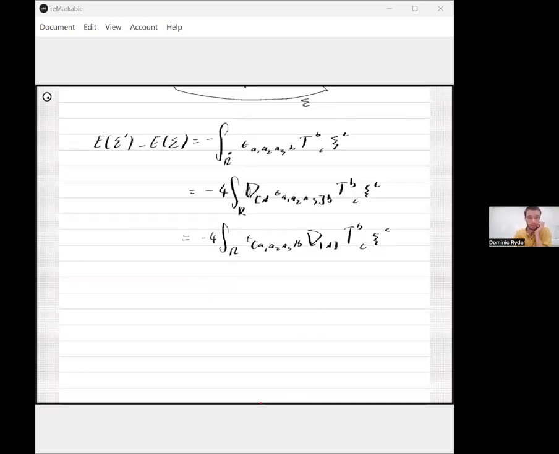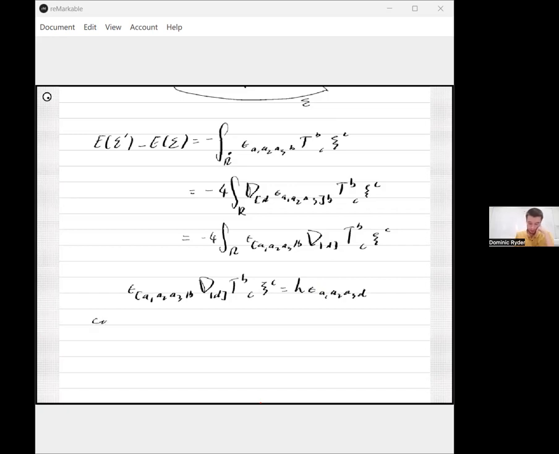So then we know that this is an n-form now, where n is 4. And so we know that it must be proportional to our volume form. So we can write epsilon A1, A2, A3, B, D, nabla D of T_BC xi^C equals H, where H is some function. Okay.